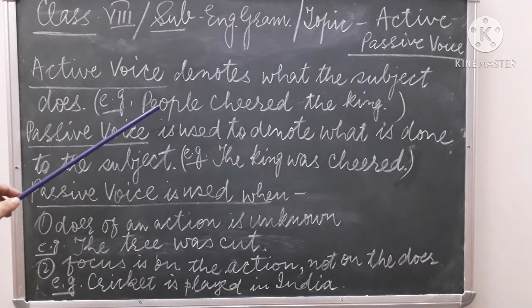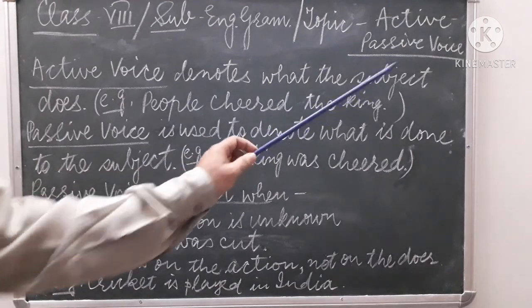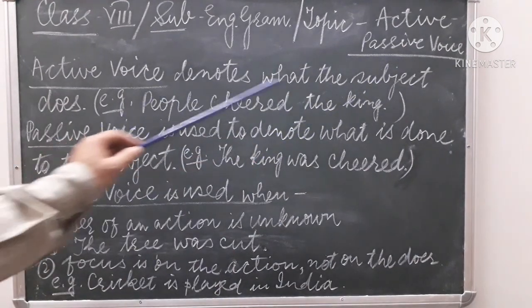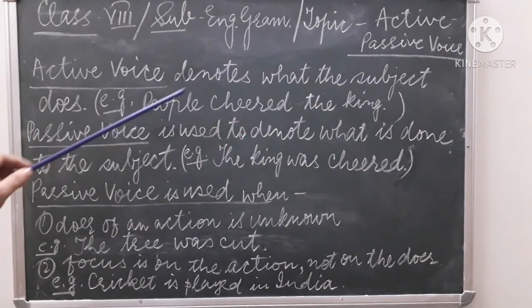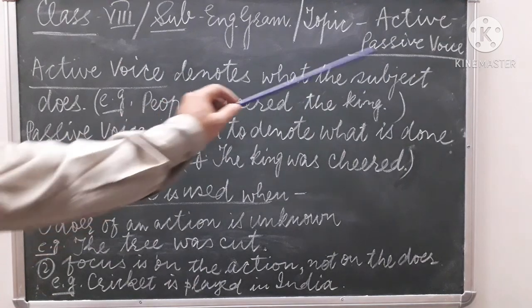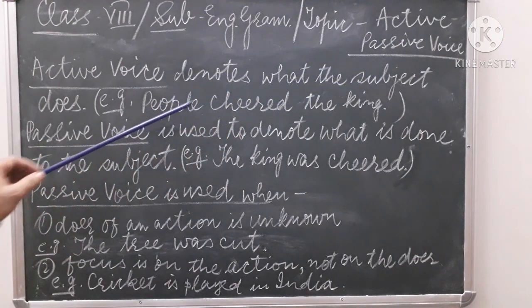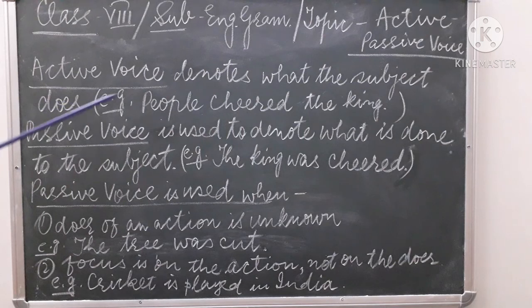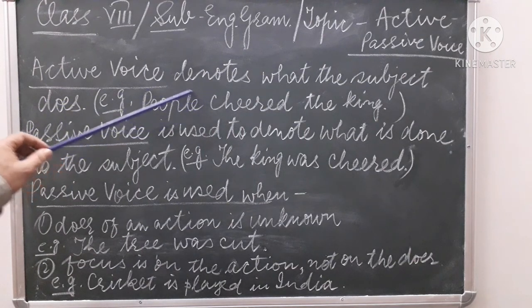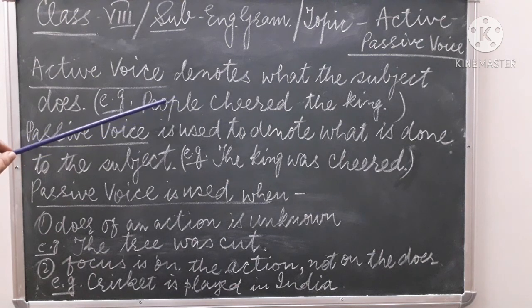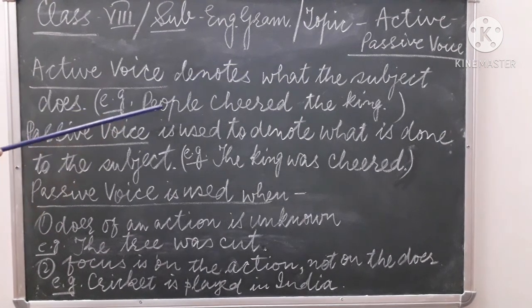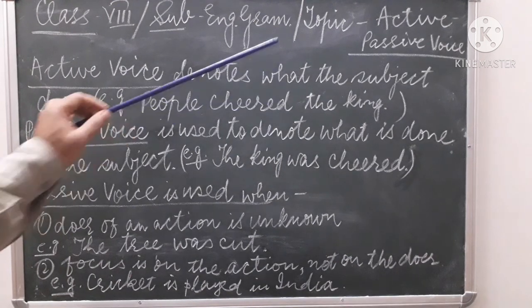For example, people cheered the king. This sentence shows the doer of an action. Who is the doer of action here? People. So what does the subject do here? We can say that here, people, this word here, is the doer of an action or subject of this sentence. So here it denotes what the subject does in the sentence.